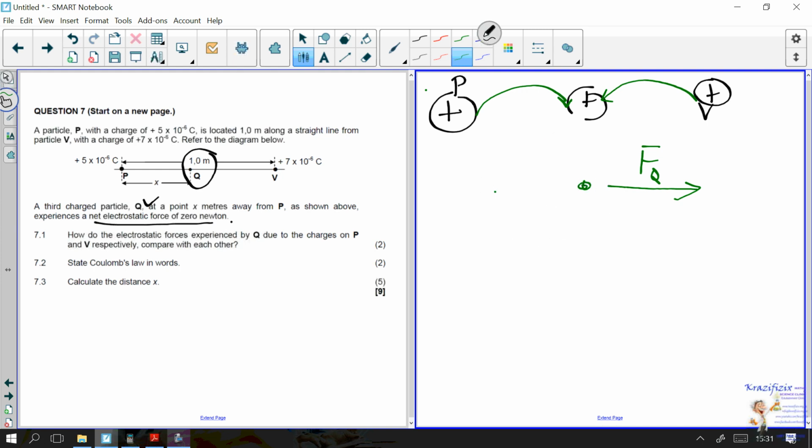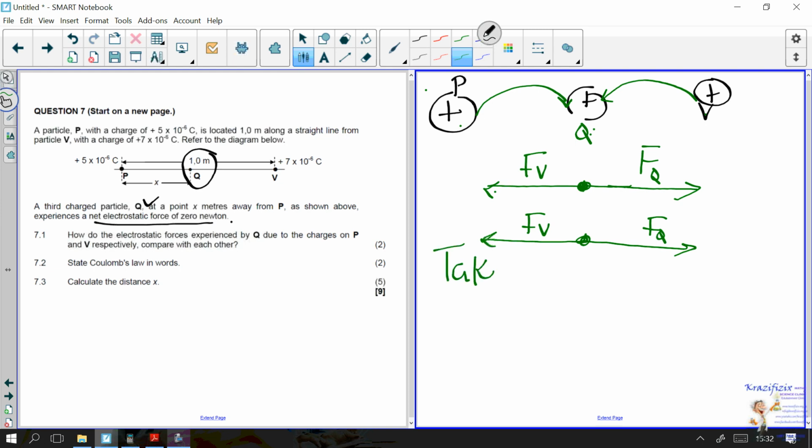Okay, I'll try to explain again in very layman's language. This is what to do in case you didn't understand that. Look at Q. If P is acting on Q, in which direction will Q go? Like charges will repel, Q would go this way. If V is acting on Q, again, that way, like charges will repel. I hope that helps you.